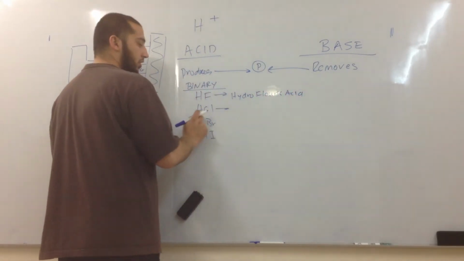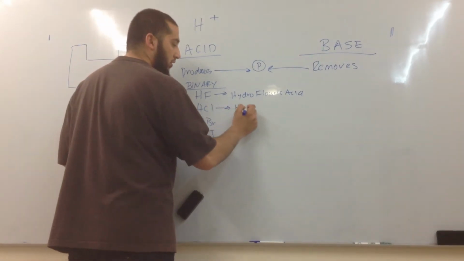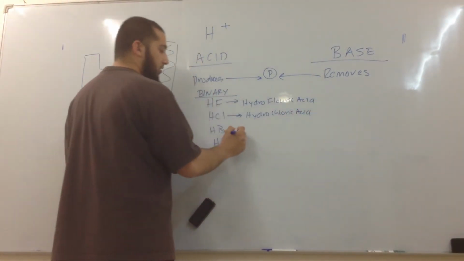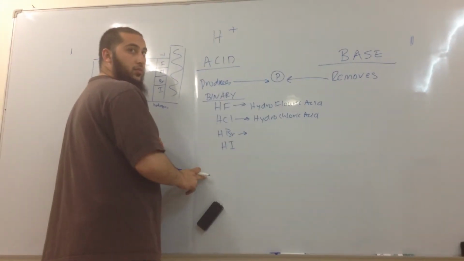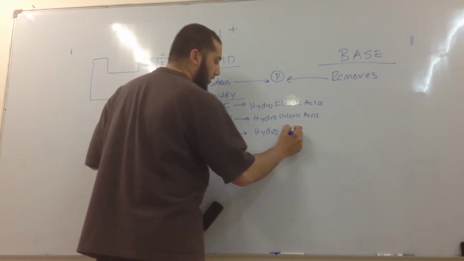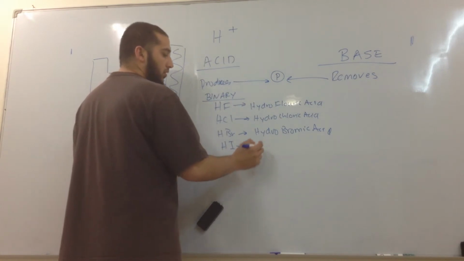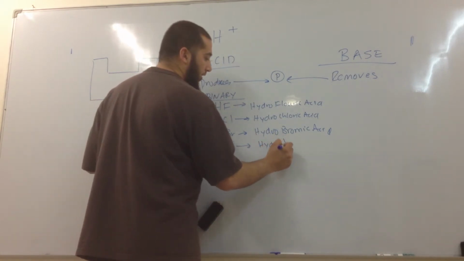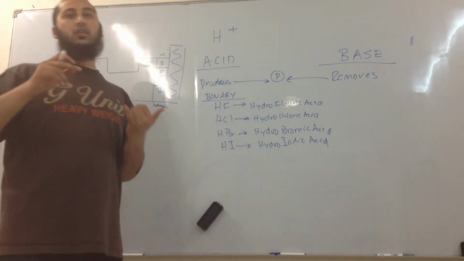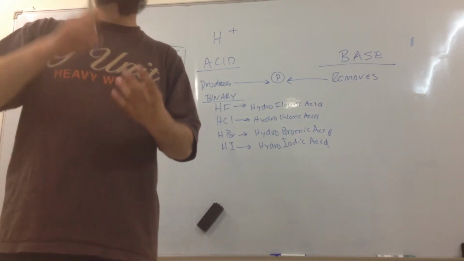And what are we going to call this, you think? Hydrochloric acid. And this? Hydrobromic acid. And the last one? Hydroiodic acid. I know it's a tough one to say. So what are the binary acids? Hydrofluoric acid, hydrochloric acid, hydrobromic acid, and hydroiodic acid.